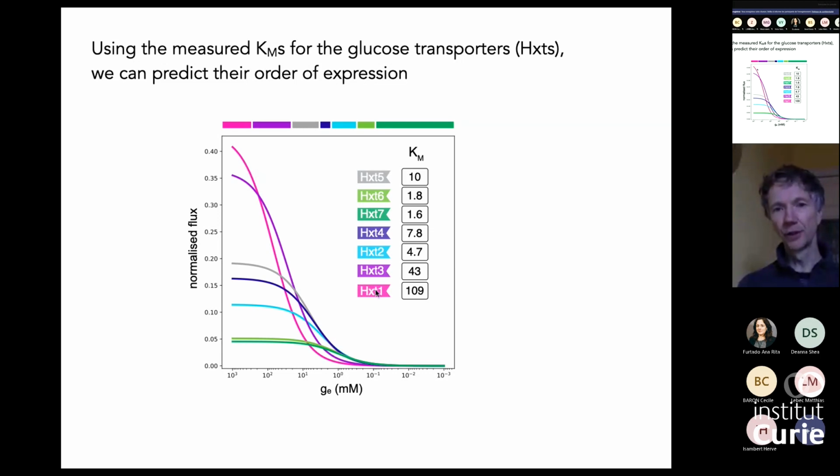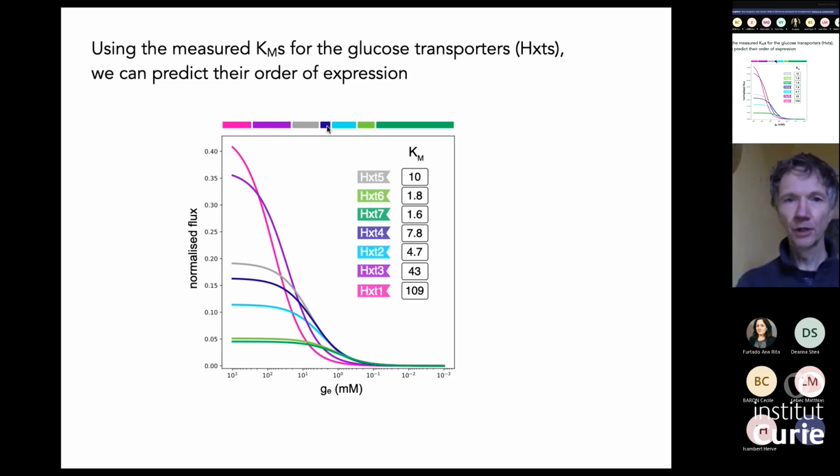Okay, the pink one is this one, which has got a high Km. In this region of glucose here, this one is best. Then the next one, the purple one, becomes best for this region of glucose, which is shown here. Then this one becomes best, and so on. Because of their Kms, we can sort of predict the order in which these should be expressed if the cell wants to optimize the import of glucose. So for high glucose, it should be this one, and then this one, and then this one, and so on.